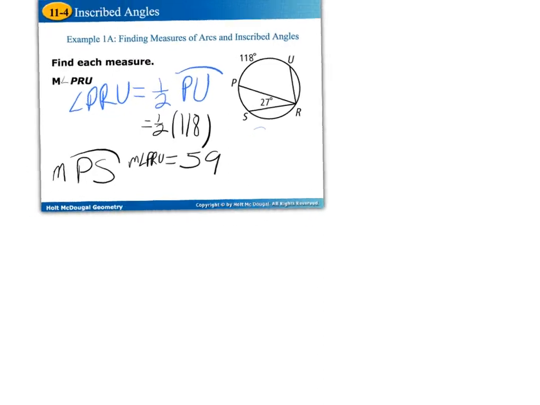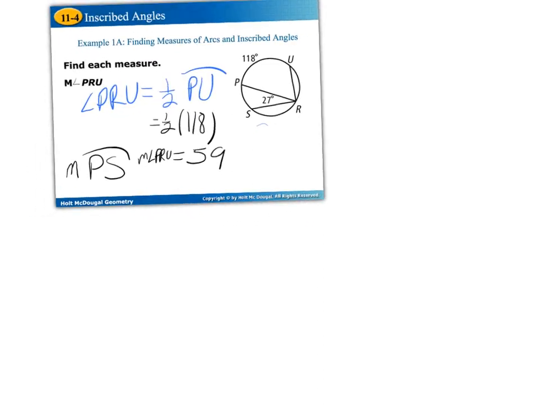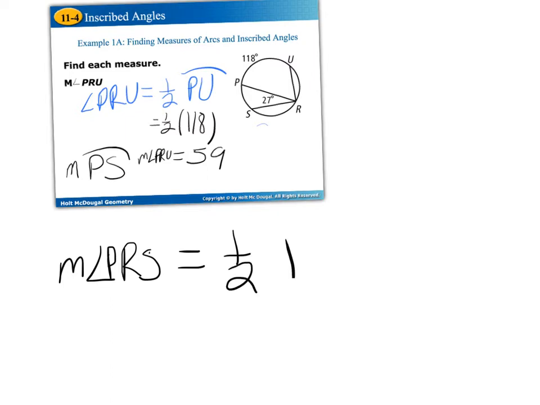All right, now let's find the arc PS. Well, it's the same thing but backwards. On the first one, they gave us the arc and we had to find the angle. This one, they give you the angle and you need to find the arc. So I know that the measure of angle PRS equals half of the arc that it subtends. Again, notice it's the same equation: the angle equals half the arc. Now though, I'm going to put in 27 on this side because that's the angle measure.